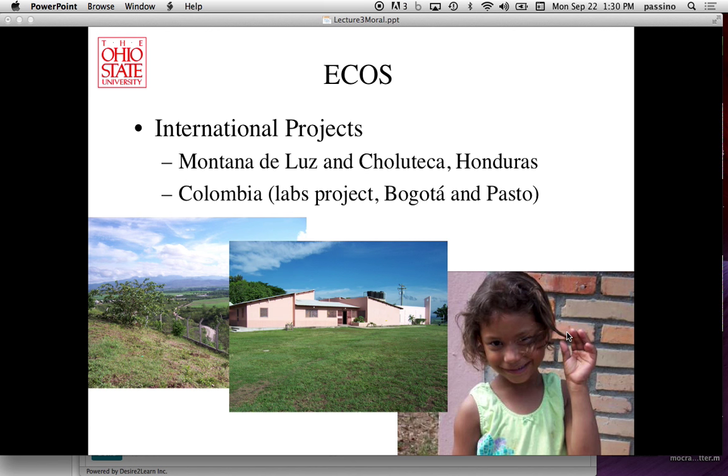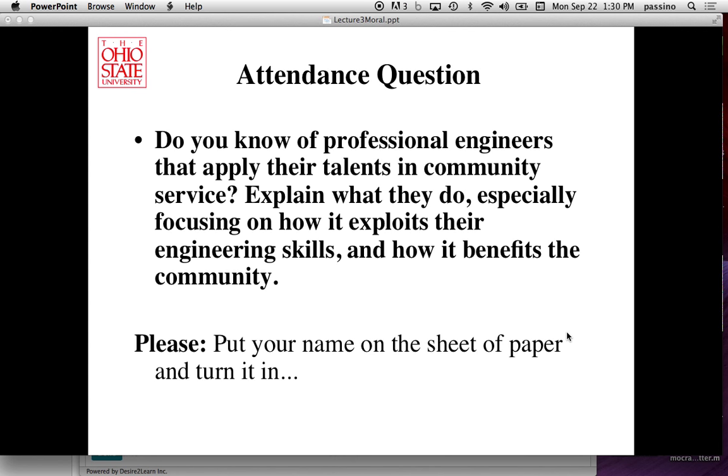Okay, good timing, huh? So, attendance question. Do you know of professional engineers that apply their talents in community service? Explain what they do, especially focusing on how it exploits their engineering skills and how it benefits the community. Put your name on the sheet of paper, turn it in to Veronica on your way out. Thank you.